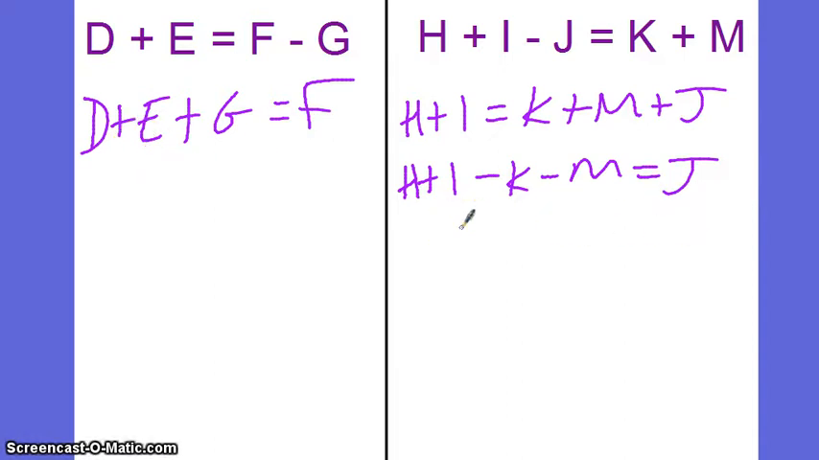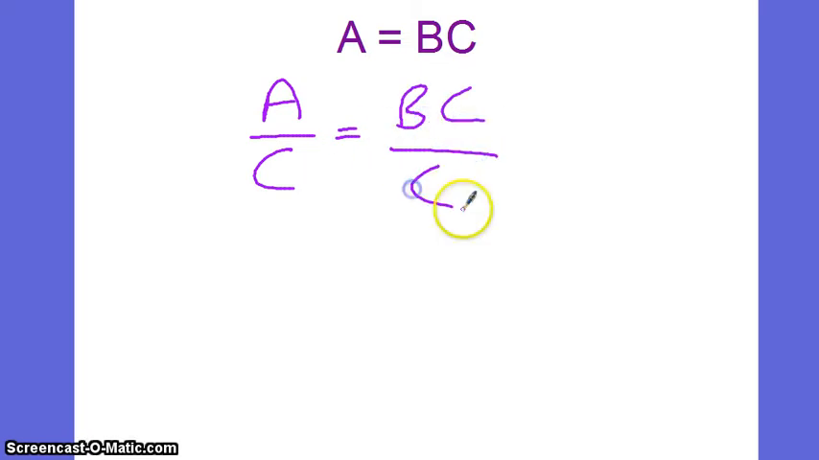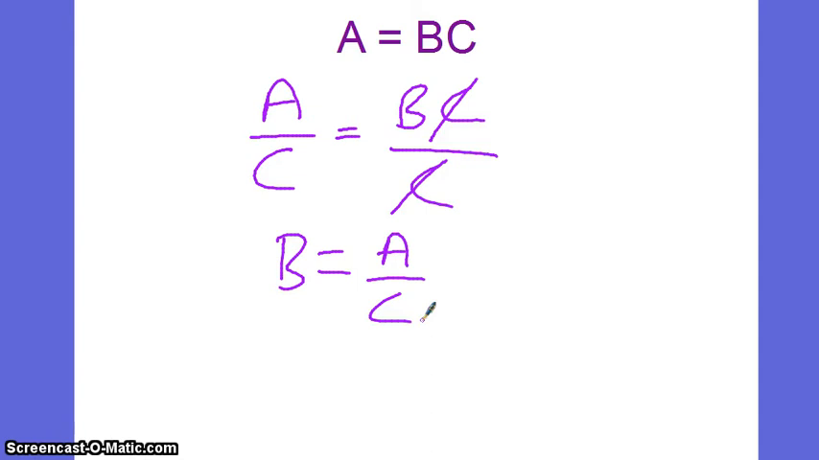Okay. Second type that we're going to look at is if we've got multiplication. So again, here we've got a equals b times c. We want to get b on its own, we've got to divide both sides by c. So the way that it works is the c's cancel out, and then we're just left with b equals a over c. Similarly, if we wanted the c on its own, we'd end up with c is a over b.